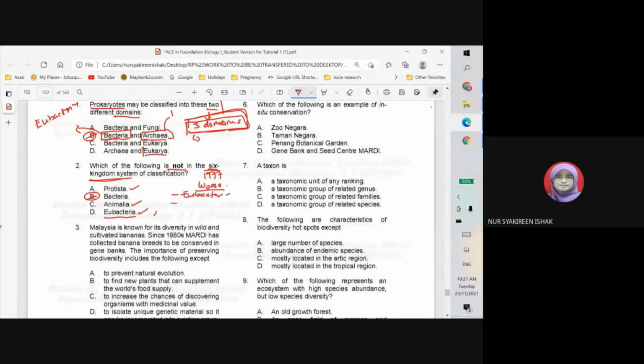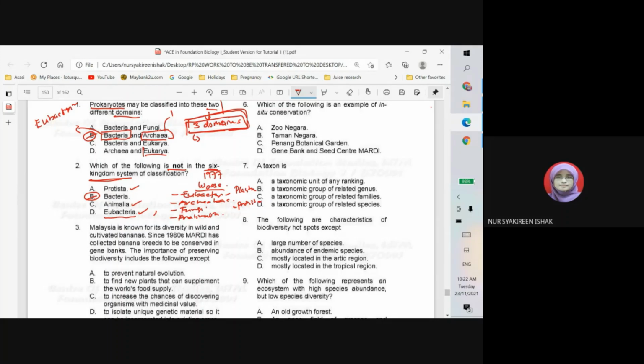Eubacteria, Archaeabacteria, fungi, Animalia. Okay, and then you have tambah pula kat sini, Plantae, and then Protista. Okay, Protista.